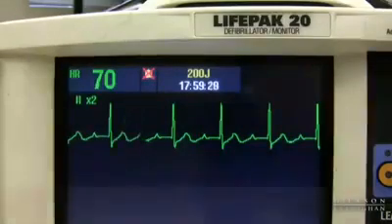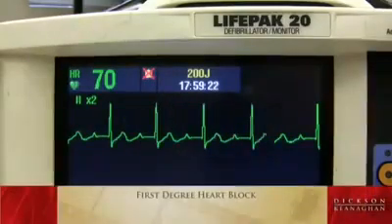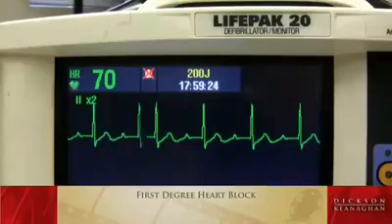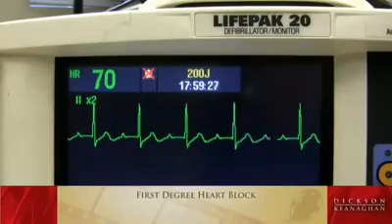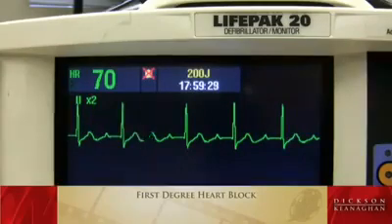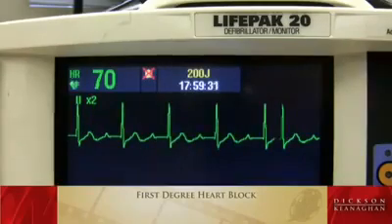Here's a rhythm called first-degree heart block. It is not slow at this time, but sometimes heart blocks are slow. But if you notice, the PR interval is greater than 0.20 seconds.